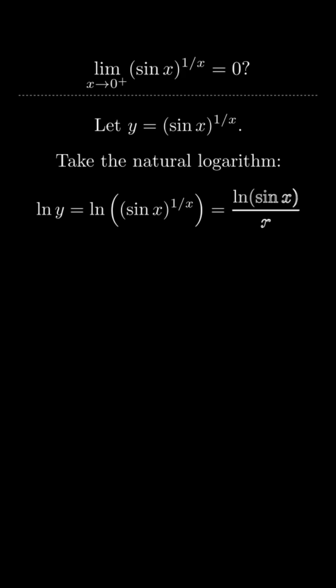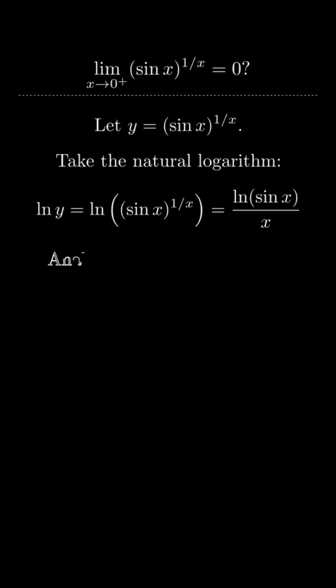Finally, let's evaluate the limit of sine of x raised to the power of 1 over x as x approaches 0 from the right. Does this limit equal 0? This statement is true. We can analyze this indeterminate form by setting y equal to the expression and then taking the natural logarithm of both sides. This gives us ln of y equals ln of sine of x over x.